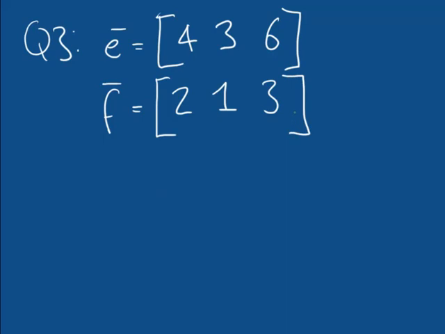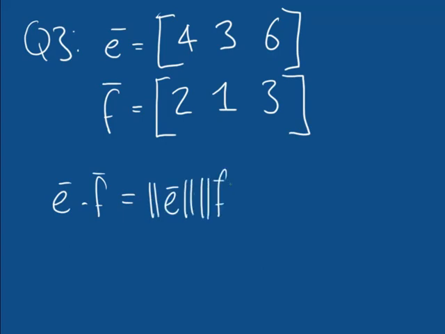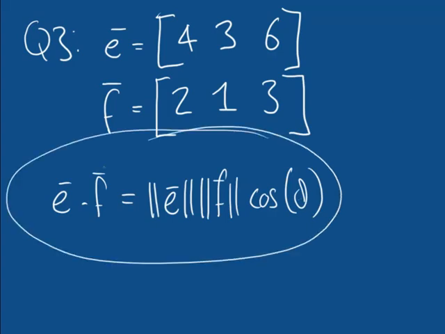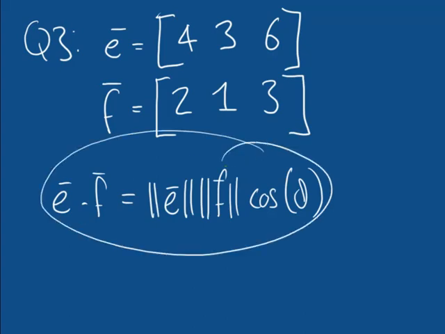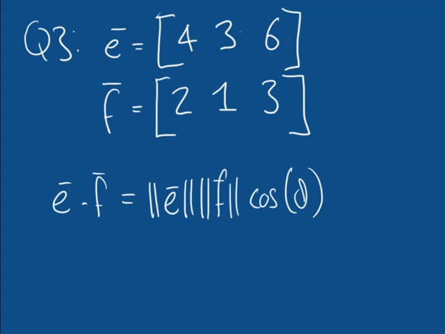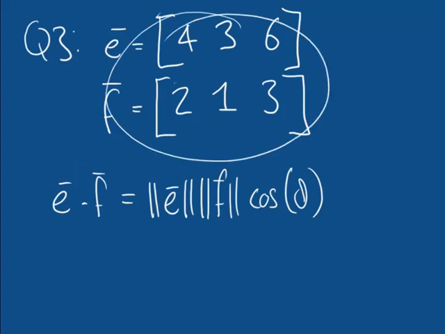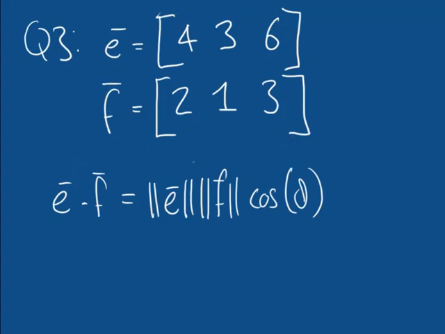And what I'd like you to do, if I tell you that e dot f is equal to the length of e multiplied by the length of f multiplied by the cosine of the angle between them, we know that this is one of our two definitions of the dot product. What I'd like you to do is rearrange this to find the angle that is between these two vectors, and then use that to find the angle between those two vectors, please.